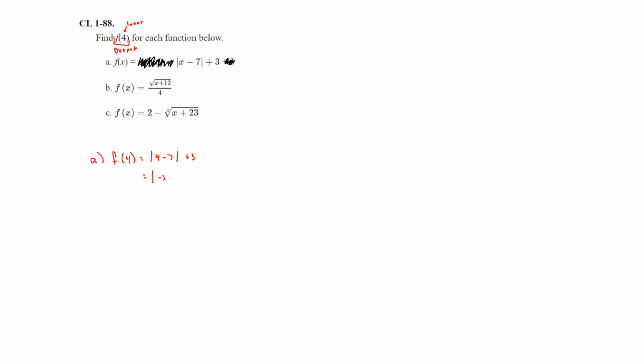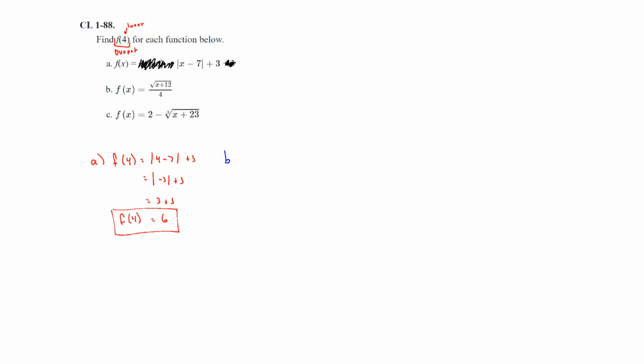4 minus 7 is negative 3. So the absolute value of negative 3 is 3. And 3 plus 3 is 6. So make sure you answer the question. F of 4 is equal to 6. 4 is the input. 6 is the output.